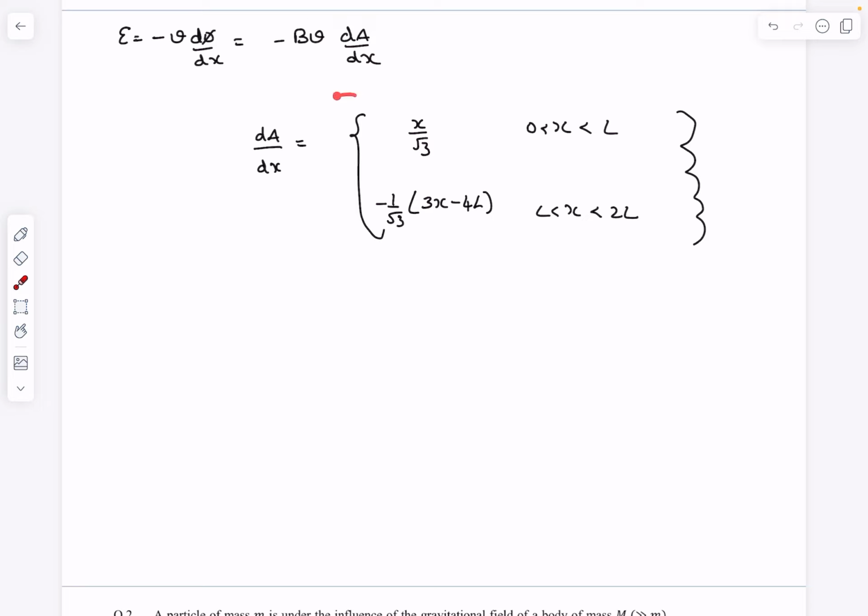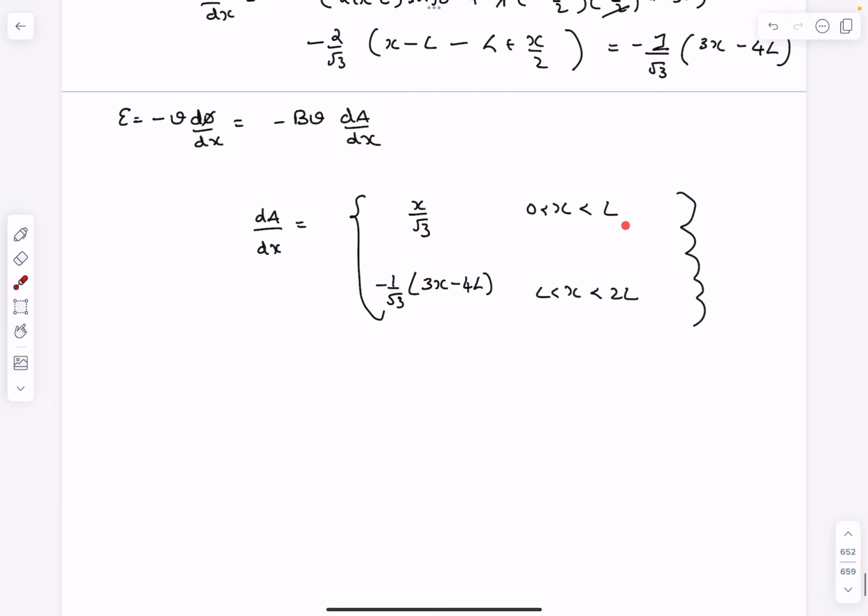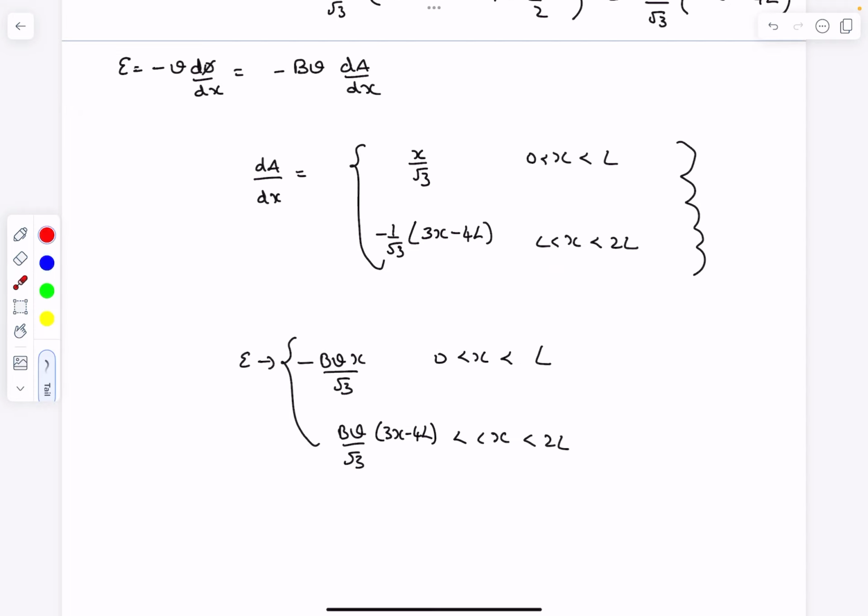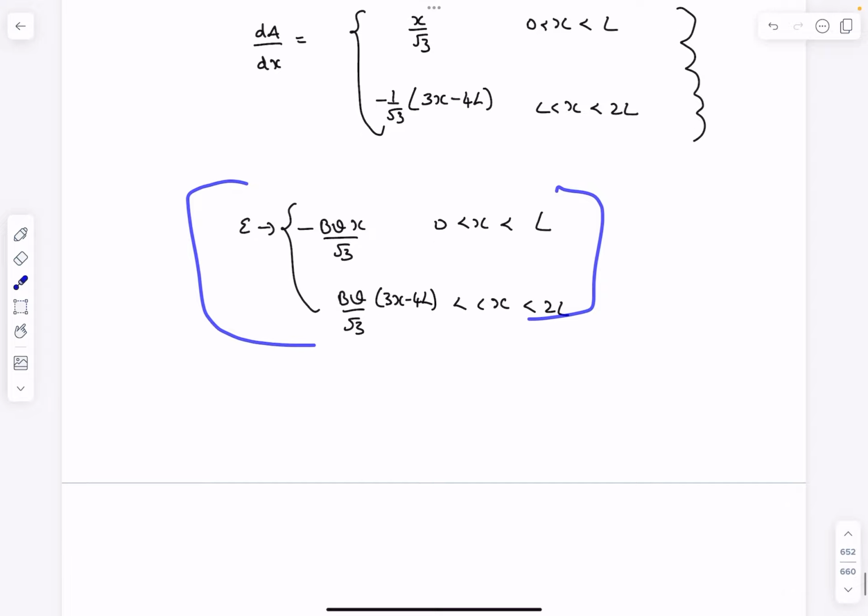So after differentiating, it turns out to be this piecewise defined function. The thing is, guys, if you put x equals L here, you'll get the answer as L by root 3. And if you put x equals L in this function, here also you'll get L by root 3. Means the curve is going to be continuous at x equals L. So now the EMF is nothing but just minus BV multiplied to this function, and you'll get this as the EMF. Now let's try to plot it.